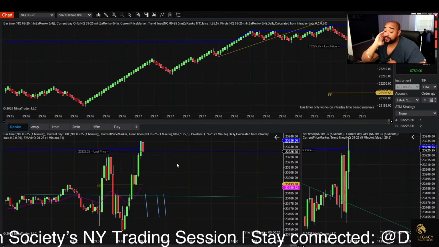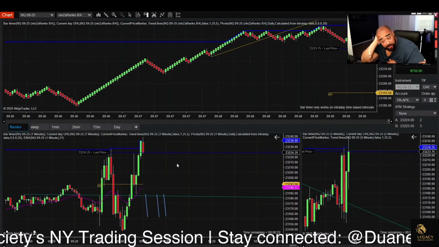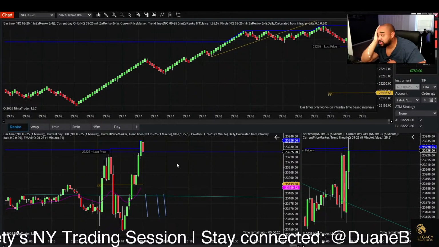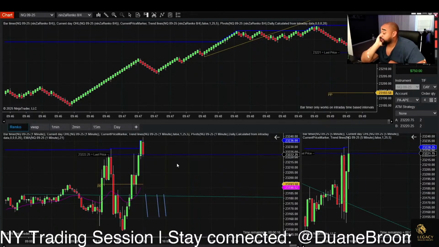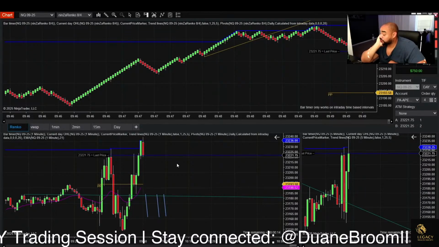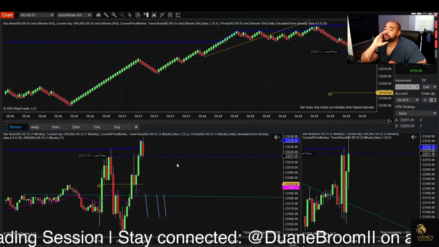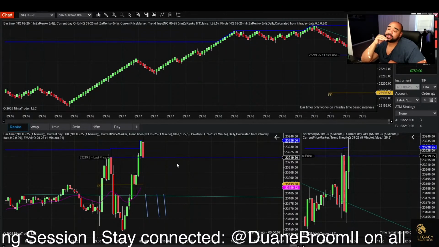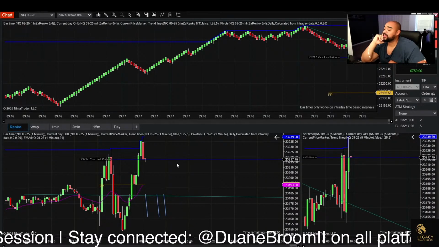Right back into that 15-minute range. That's what I was talking about happening. That's why I don't take the first push out of the 15-minute range, personally. That makes sense. What I love about trading, it's a creature of habit, so it normally continues to do the same exact thing consistently.